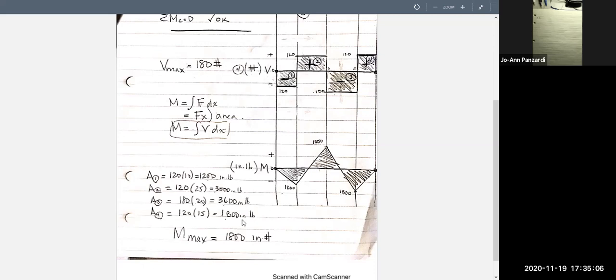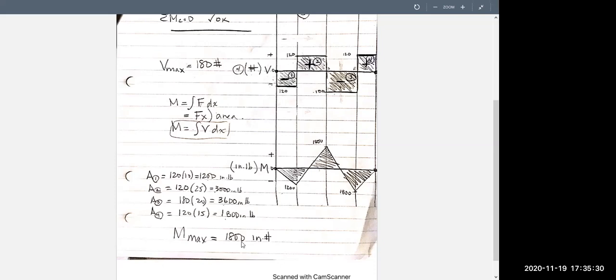And then the last area was 180 and it was a positive area. So it comes up and sure enough, it does close at zero, which is another check. And then we shade in the region. And the maximum moment we saw is actually a positive and a negative of 1800. So we have to make sure that we're designing this beam to handle 1800.